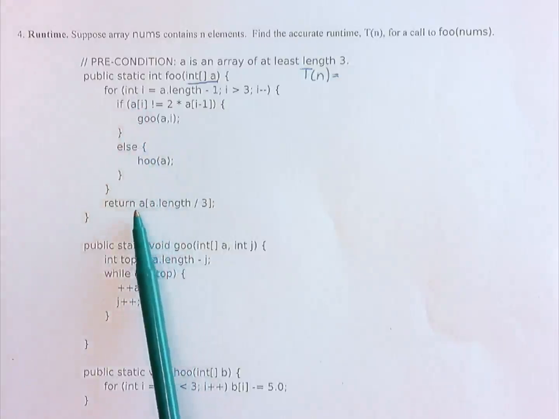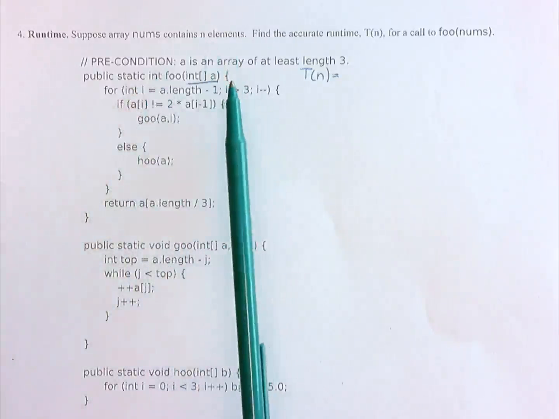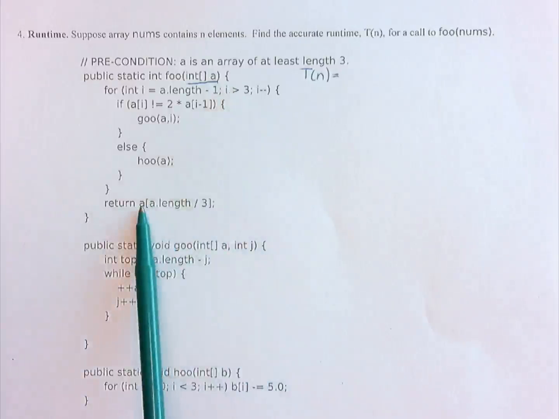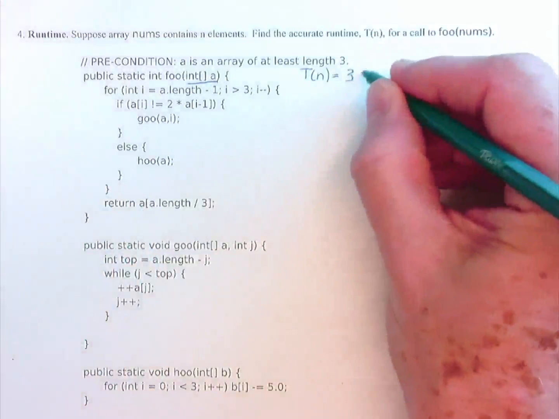So I'll start at the top, and you can see that this executes once at the beginning of the loop. This executes at the very end of the loop, even though the loop itself is not executed, because of course it's false. And then finally we have this return statement here. So I would say that there are three things outside the loop.